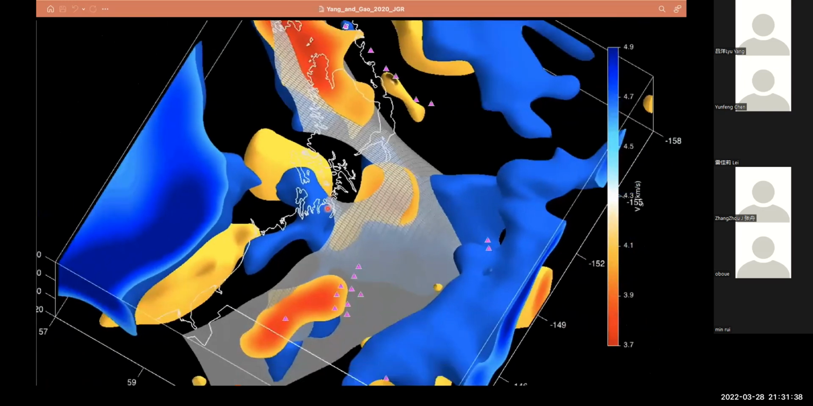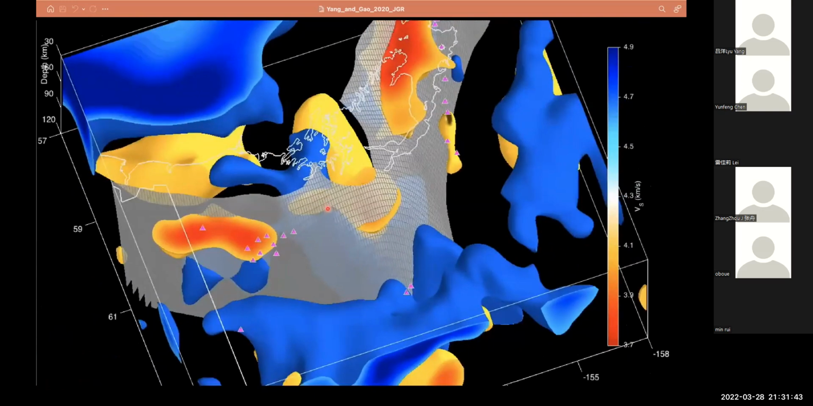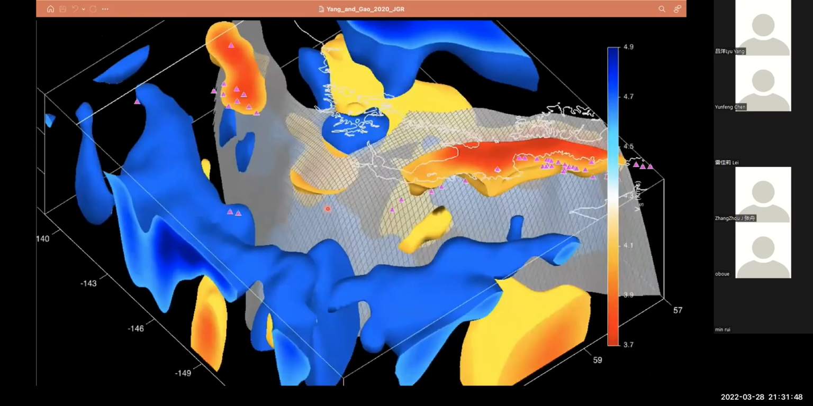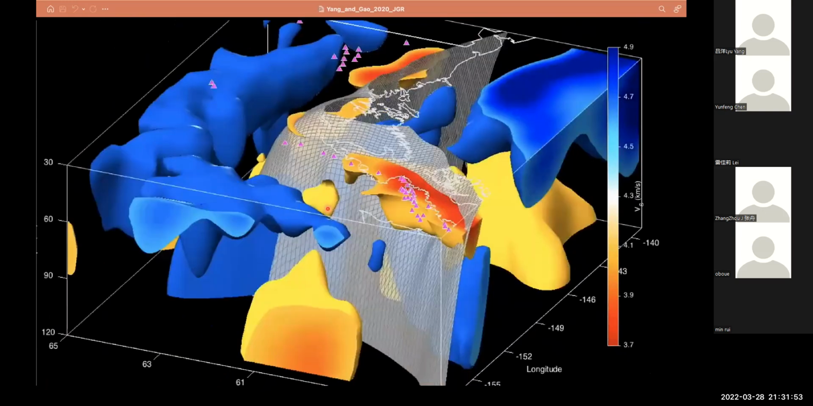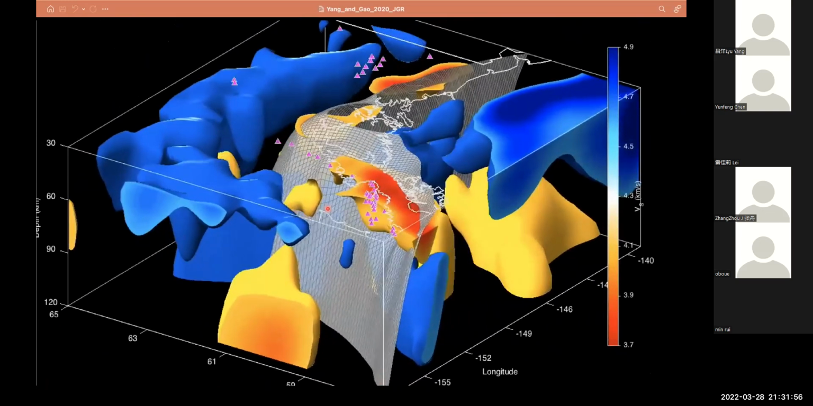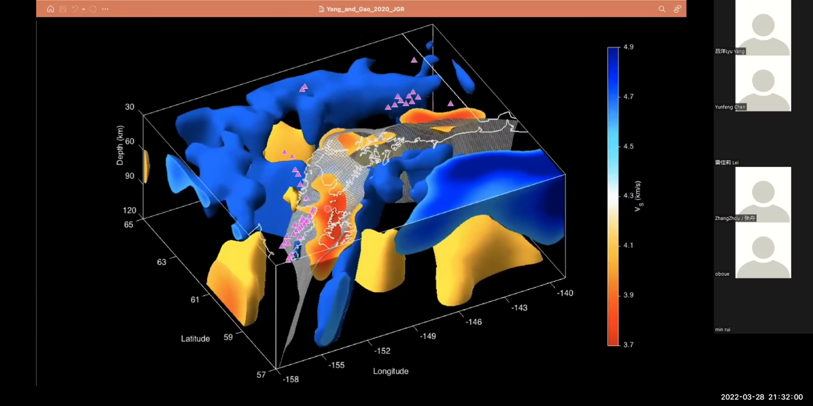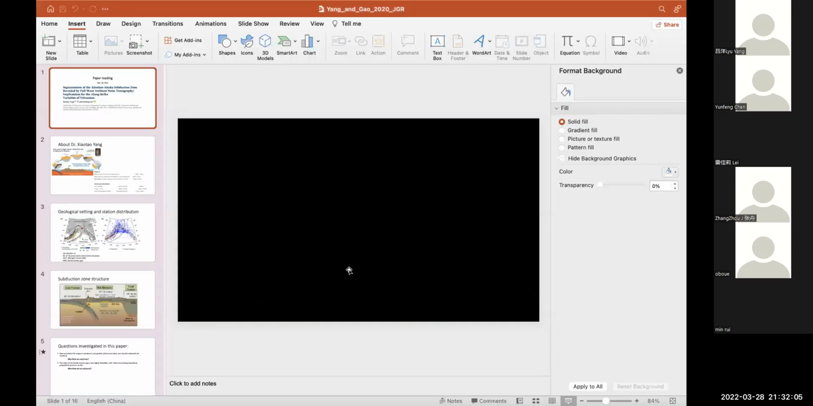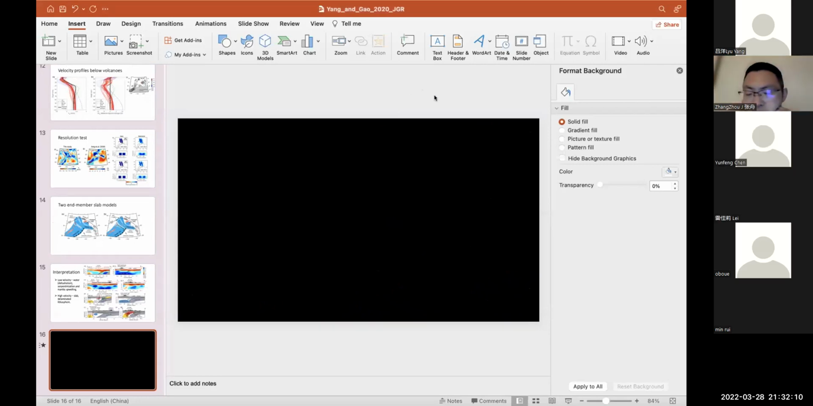As you can see from Xiaotao's paper, the last figure is always the cartoon, the interpretation, which I think is a very effective way to convey the science idea. All right, I think that's pretty much it. So I'm happy to answer any questions you may have, or if we want to discuss anything about seismology.